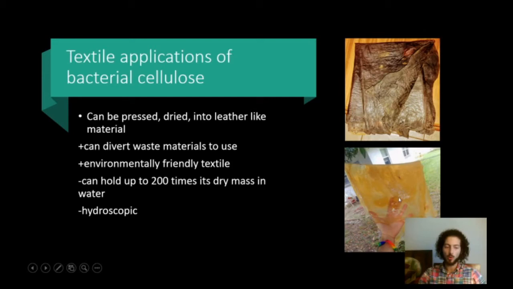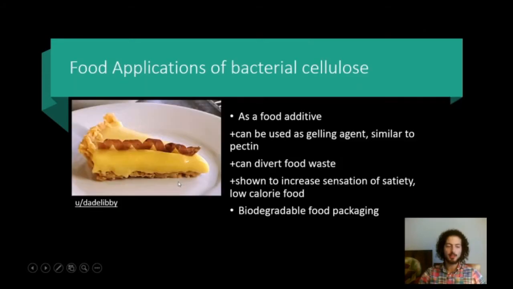It can be used for food applications. In this image, this spiral on top of the pie is using bacterial cellulose from kombucha mixed with fruit to make a fruit roll-up like food. And in food, it can be used as a gelling agent similar to pectin. And this can also be another way that food waste can be diverted, and it has potential for creating low-calorie foods since it increases the sensation of satiety. It also could be used for biodegradable food packaging, which would divert a lot of plastic waste.